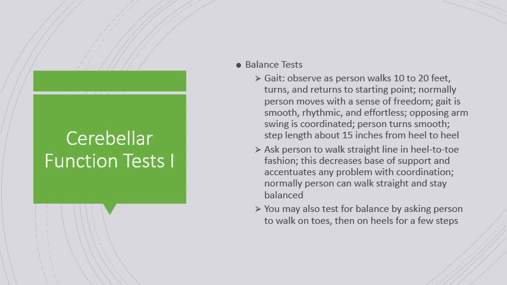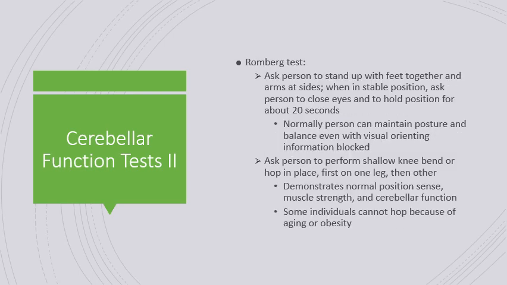Ask the person to walk in a straight line, heel to toe, to see whether or not they can maintain that balance, or you can ask the person to walk on their toes and then their heels for a few steps. Again, a lot of this is going to look like your field sobriety testing that you see done, because this is exactly what we're testing. We're testing for cerebellar dysfunction or cognitive impairment.